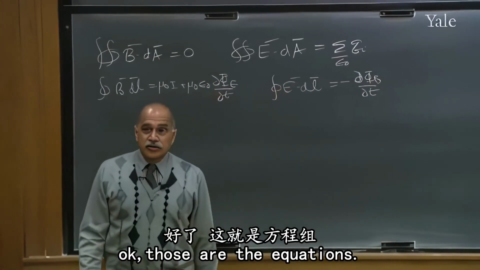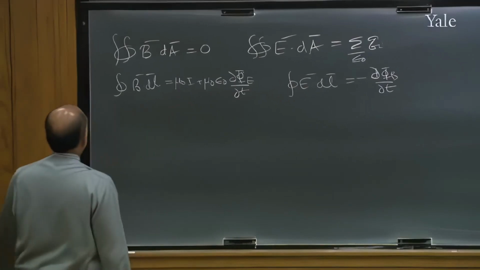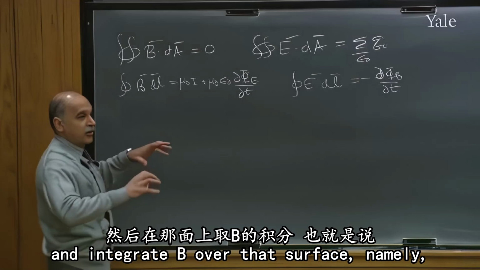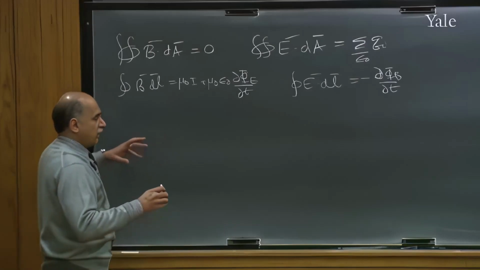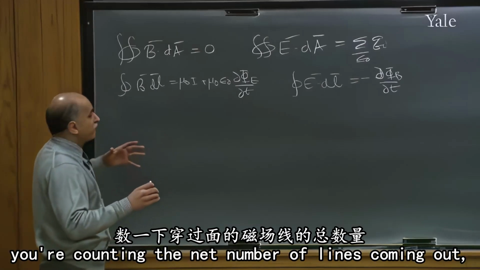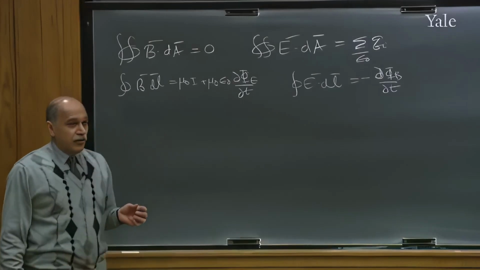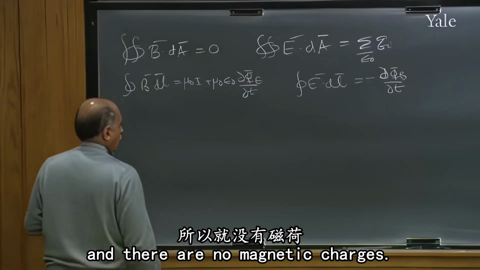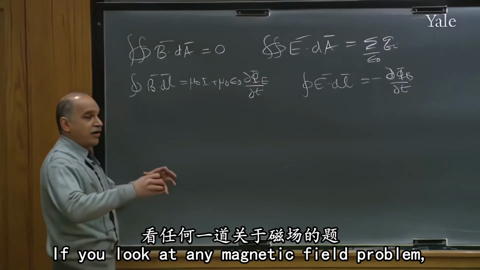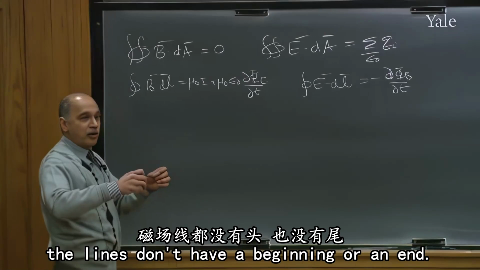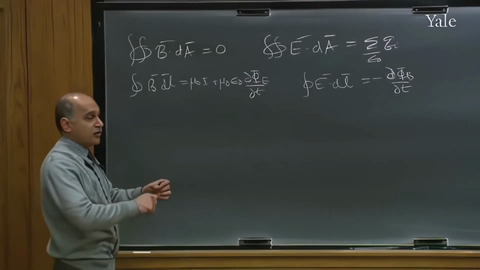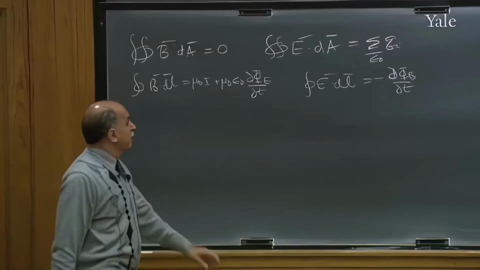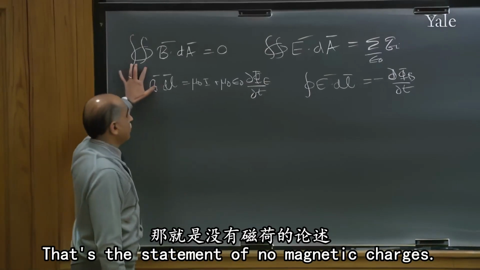Okay, those are the equations. The first one tells you that if you draw any surface and integrate B over that surface, namely you're counting the net number of lines coming out, you're going to get 0. That's because lines begin and end with charges, and there are no magnetic charges. In any magnetic field problem, the lines don't have a beginning or an end. They end on themselves. So if you put any surface there, whatever goes in has to come out. That's the statement of no magnetic charges.